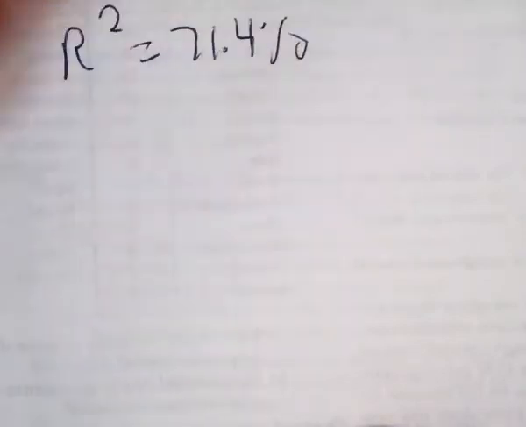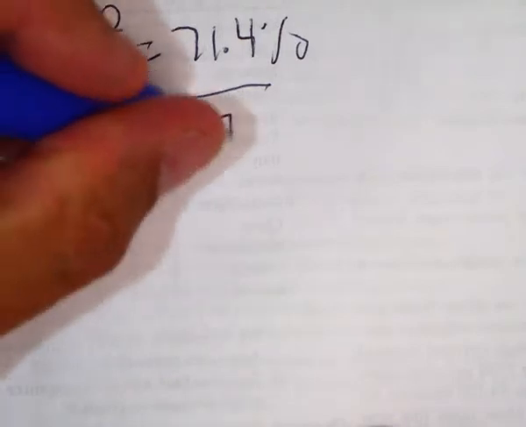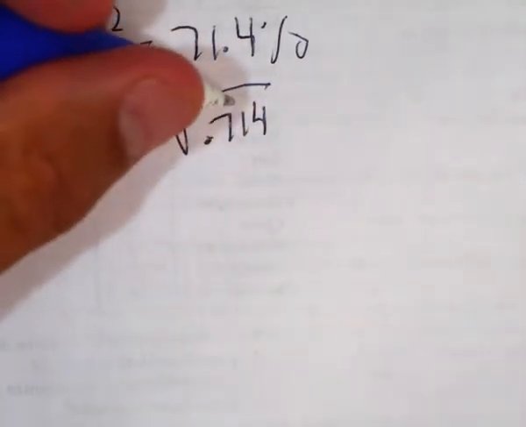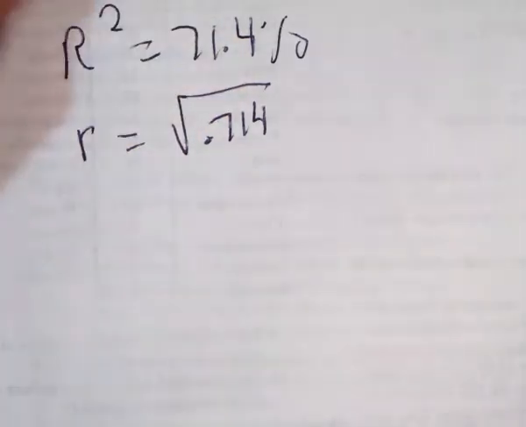Well, if R squared is 71.4%, then R, the correlation, is the square root of 0.714. And if you do that out, you get 0.845.